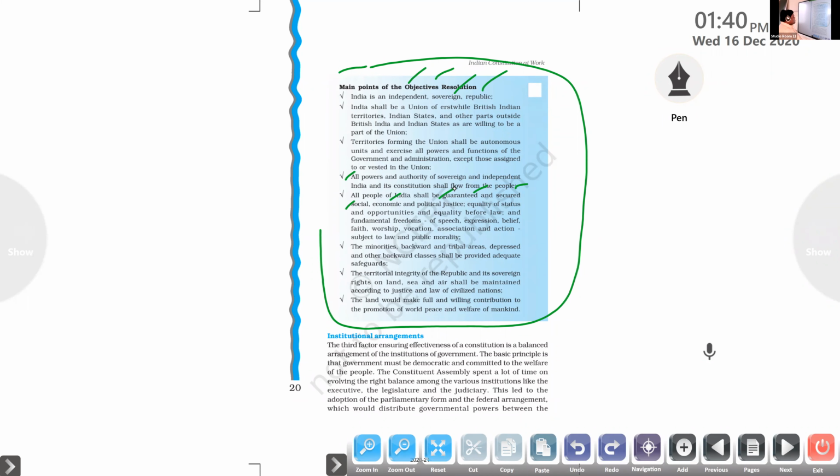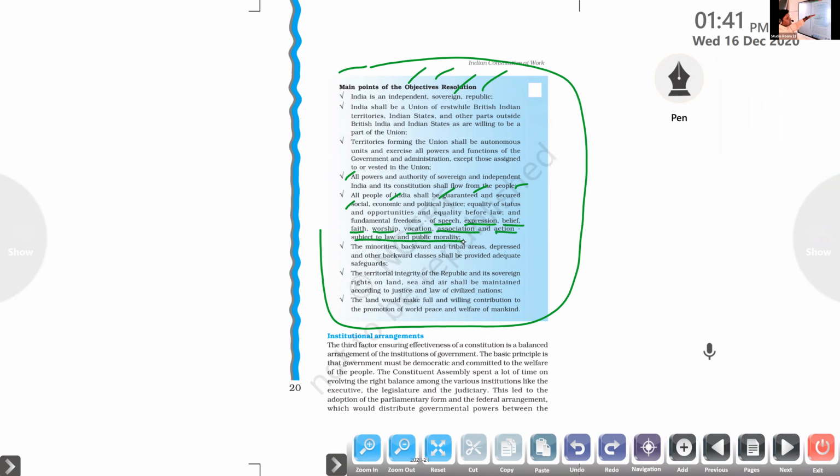All people of India shall be guaranteed and secured social, economic and political justice, equality of status and of opportunity, equality before law, and fundamental freedom of speech, expression, belief, faith, worship, vocation, I mean the job, association and action, subject to law and public morality. So people can participate in any of these activities. They can speak, express, believe, show their faith, worship, do any job, and have the right to create groups, I mean associations, and actions subject to law and public morality.